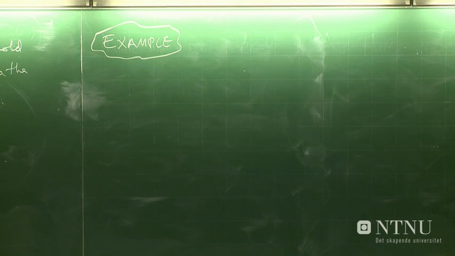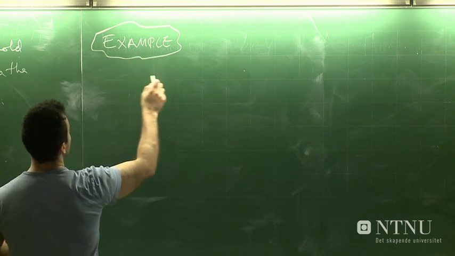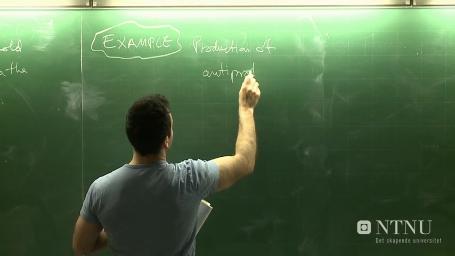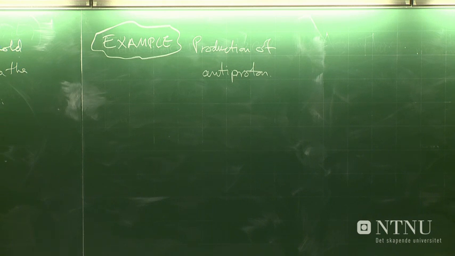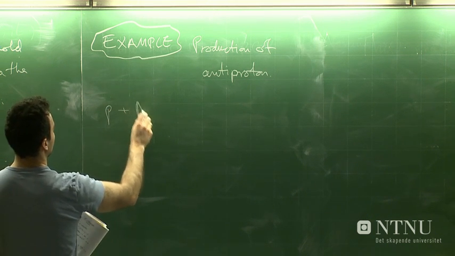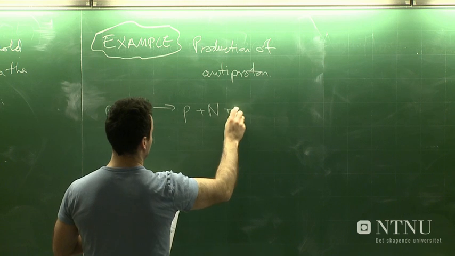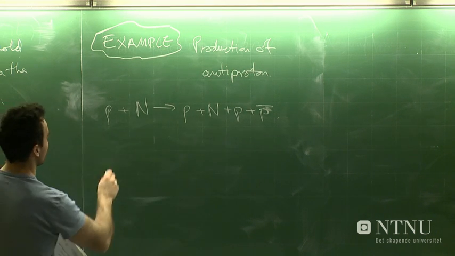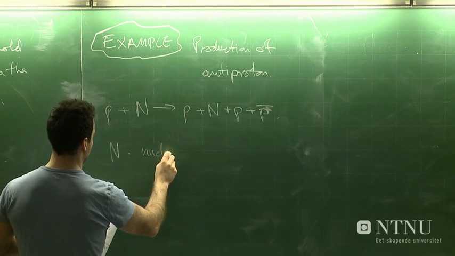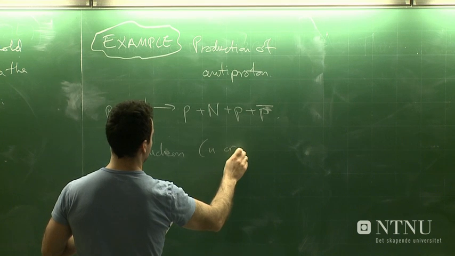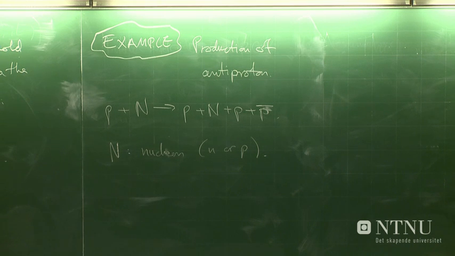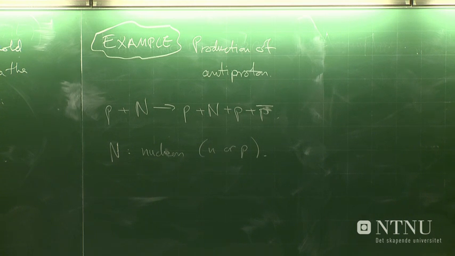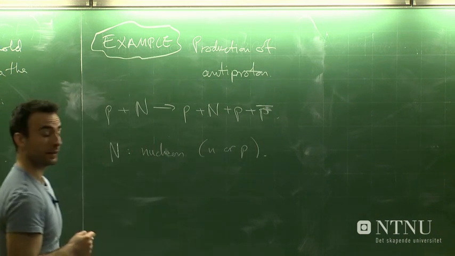So I'll start out with two pretty easy examples just to illustrate a principle. We'll consider first the production of an antiproton, which can be done in the following way, where this large N is the constituent of a nucleus, so it's either a neutron or a proton. So P over bar denotes the antiproton.